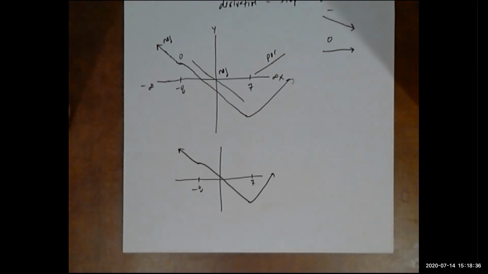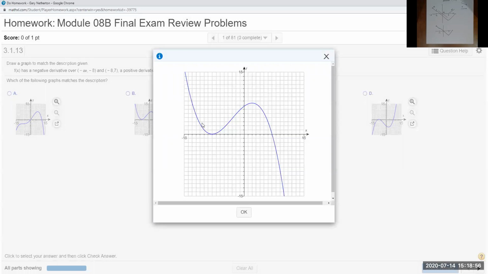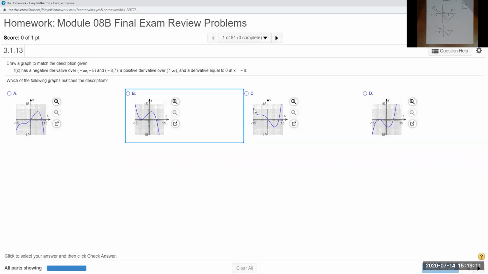So if we go back, obviously this one is not, because the first part of our graph, we're coming down. This one's going up. Okay, this one's going down. But let me show you why this is not correct. It goes down at -8, it's flat, but then this one, the derivative goes positive. For us, it has to be a negative derivative, go flat, and then keep going negative. So that's not correct.